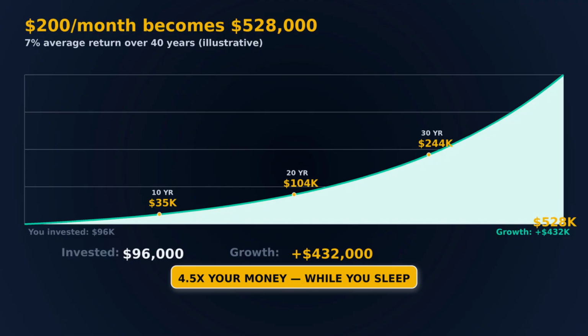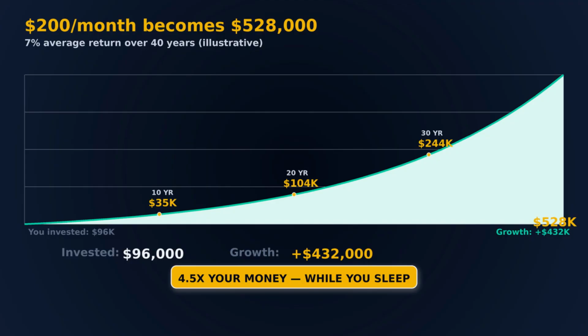After 10 years, you've invested $24,000 of your own money. Your investment has grown to about $34,000. You've earned $10,000 in compound growth. After 20 years, you've invested $48,000. Your portfolio's worth about $98,000. That's $50,000 of pure growth, more than you even put in. After 30 years, you've invested $72,000. Your portfolio's worth about $243,000. Your money has more than tripled.